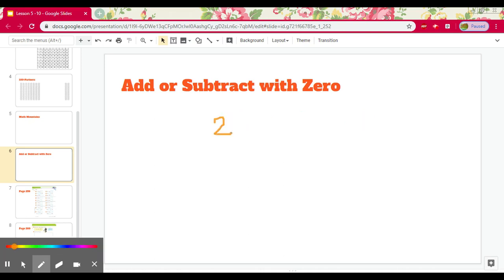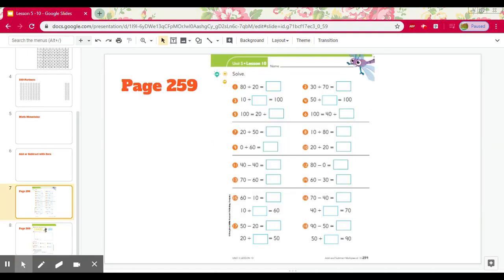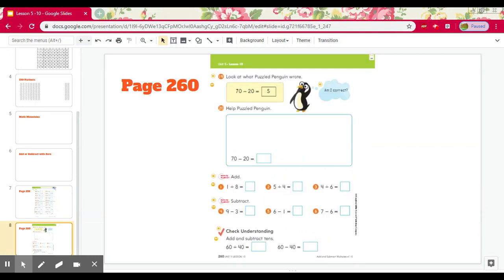But what about 20 minus 20? What does that equal? Well, we are subtracting a number from itself. So it equals 0 because you took all of it away. To finish up today's lesson, please work on Student Workbook page 259 and 260. Thank you.